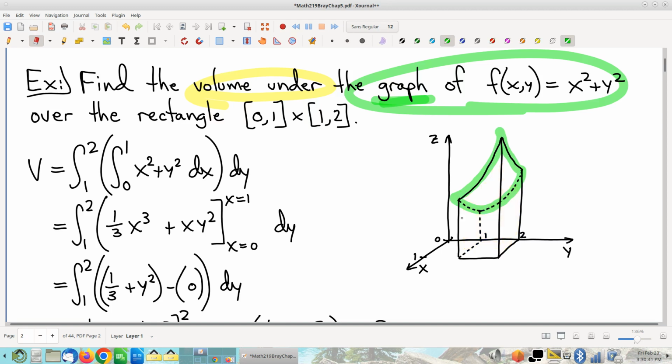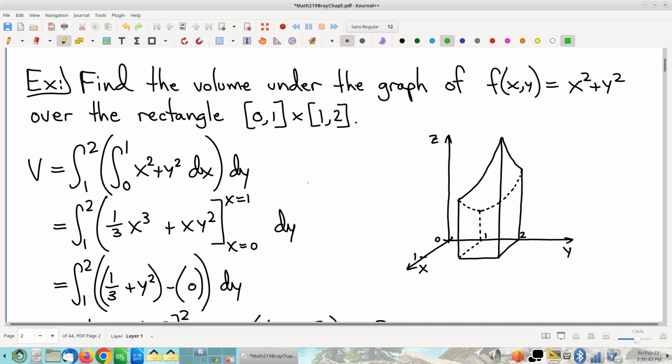Specifically, we want to know the volume under that surface sitting over this rectangle that I have drawn here. Now let me take a pause on the question to talk about notation. What do I mean by this weirdo notation with the cross there? This is just a convenient notation for representing a rectangle.